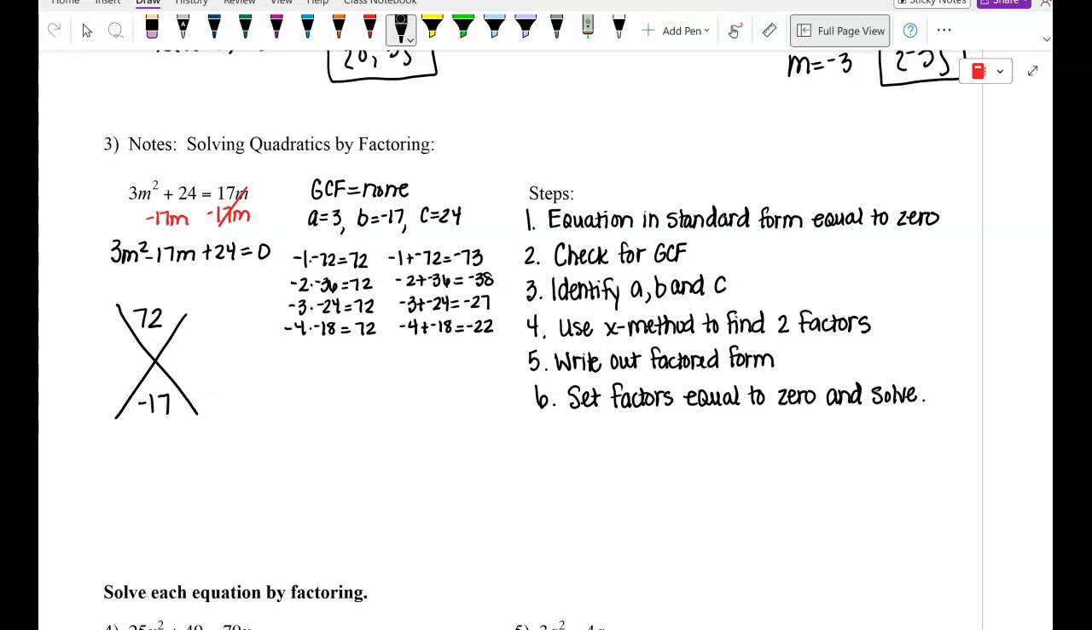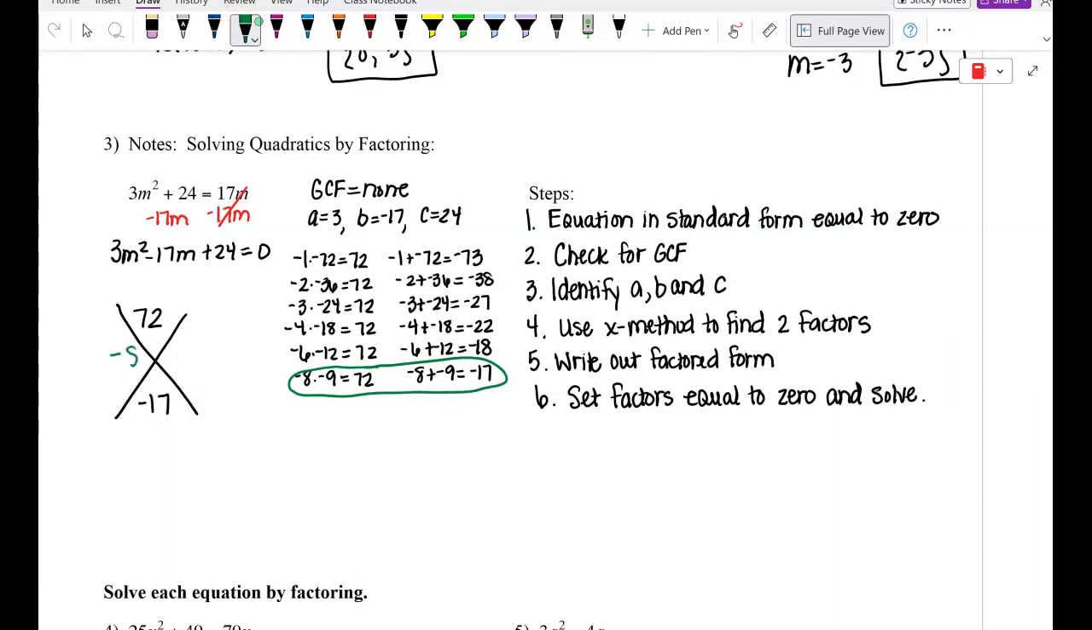5 does not go into 72. Negative 6 times negative 12 is 72. Negative 6 plus negative 12 is negative 18. So we're getting very close, but that is not the combination. 7 does not go into 72. Negative 8 times negative 9 is 72. Negative 8 plus negative 9 is negative 17. That's the combination that we were looking for.